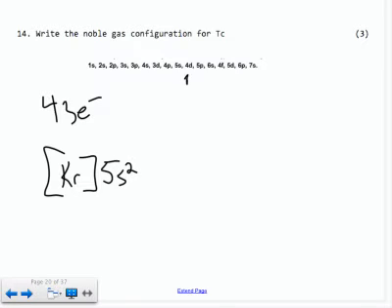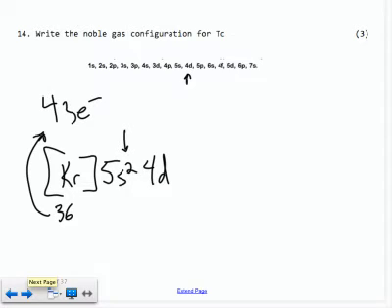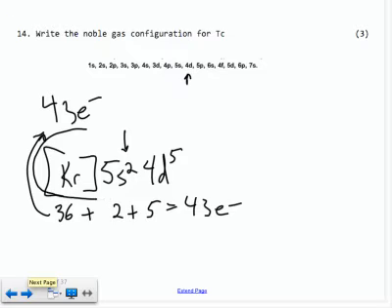Now you need to figure out how many more electrons you need. The next sublevel in the sequence is 4d. 4d can hold up to 10 electrons. How many do I need? Well, krypton is element number 36, and I need to get from 36 to 43. So 36 here plus the 2 from 5s means I'm at 38, so I only need 5 more electrons to get to 43. Okay, 36 plus 2 plus 5 equals 43 electrons. So that's the right number. This is the noble gas configuration. Krypton, 5s2, 4d5.